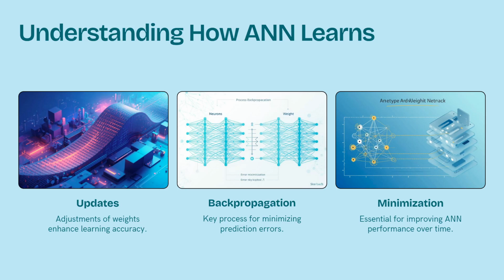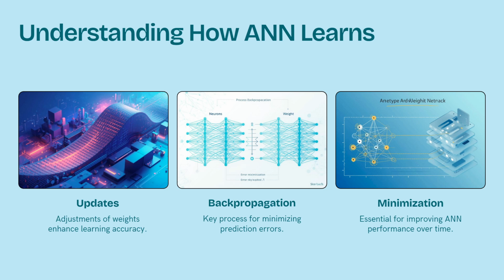The network compares its guesses with the correct answer and calculates how wrong it was. This error is then sent backward through the network. Every connection that contributed to the mistake gets adjusted. Think of it like a teacher explaining: you made this mistake because you misunderstood this part, fix this.